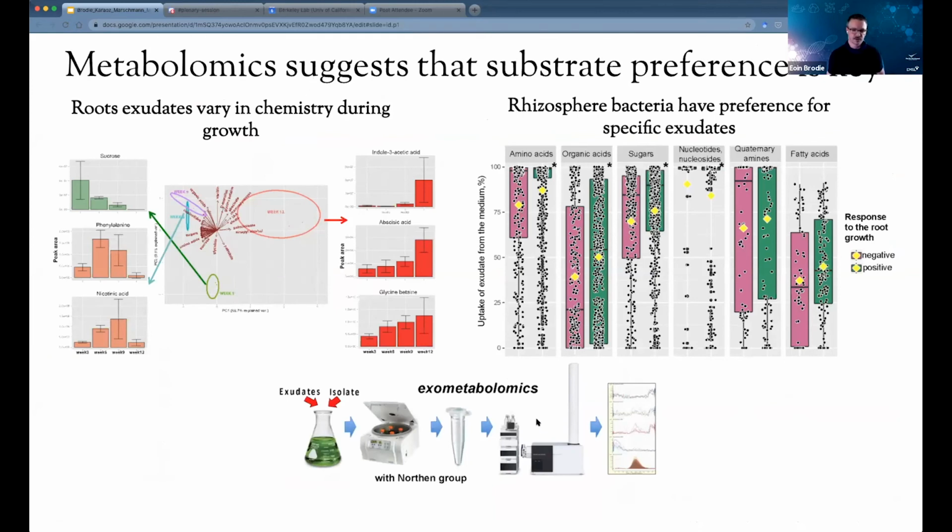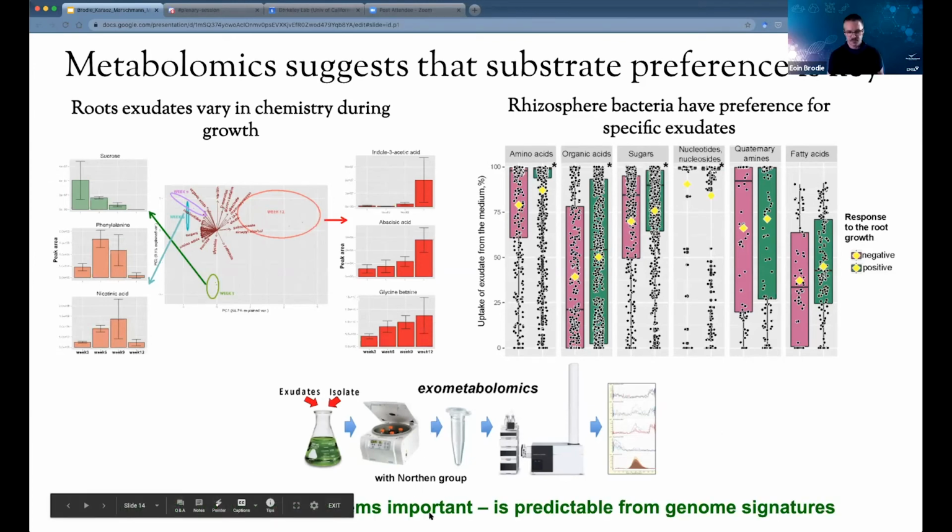Now, Kate, working with Trent Northern, explored the chemistry of the roots, and we saw that the roots were secreting different compounds over time, with sugars and organic acids being secreted during earlier root growth. Then she fed a cocktail of those chemicals to the microbes, and identified which types of substrates were depleted from the media or used by the microbes. And Kate was able to show that, yes, substrate preference as predicted by genomes does appear to occur when we try and observe that. So the relative substrate preference of the organisms seems to be important to their fitness in the rhizosphere and is predictable from genome signatures.